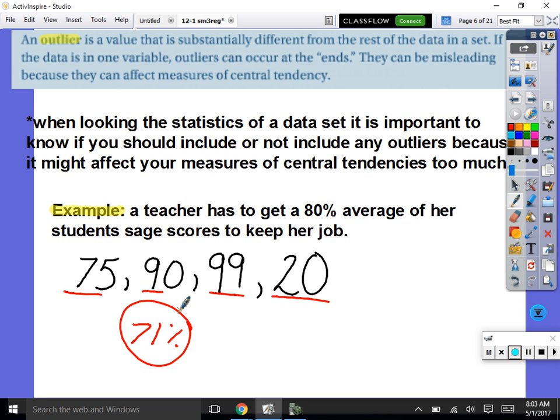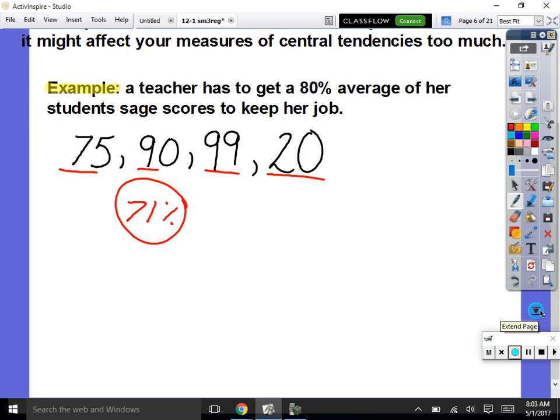And the principal will say, yeah, because if you're going to let a teacher go, you're going to have to give them why. He would say, well, you didn't get the average of 80. And she would say, okay, well, let me give you a little chit chat on statistics, principal. We have an outlier here.